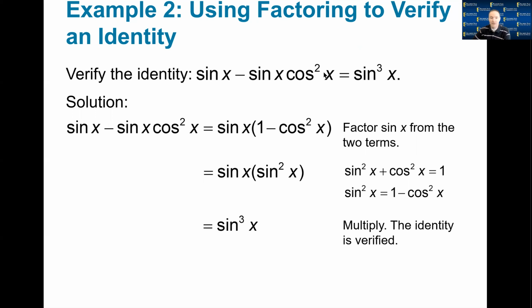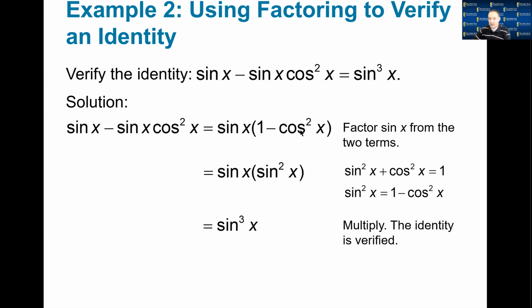Okay, pretty easy. You look at the left-hand side and you automatically know, well, I don't want two separate terms there. I just have one term on the right-hand side. So I'm going to go ahead and factor the greatest common factor out of those two terms. I can factor a sine x out. When I factor that sine x out, it's going to leave me 1 minus cosine squared.